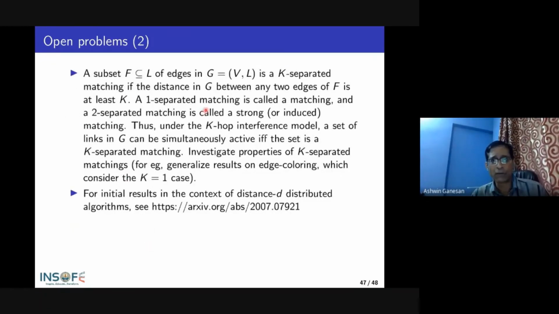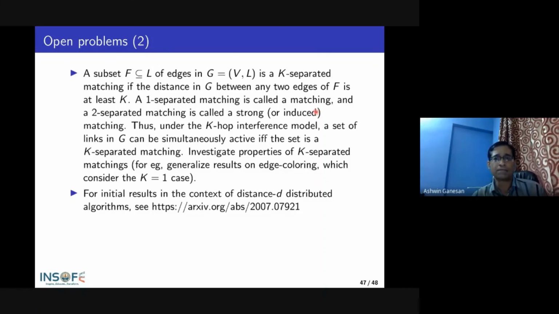So just a little bit more about this theory. A subset F of edges in a graph G is called a k-separated matching if the distance in G between any two edges of F is at least k. So a one-separated matching is just a matching, and a two-separated matching is called a strong matching or an induced matching. And some theory has been developed for strong matchings or induced matchings. For example, it's NP hard to compute even in very special cases. So finding a maximum size of a strong matching in a bipartite graph is NP hard.